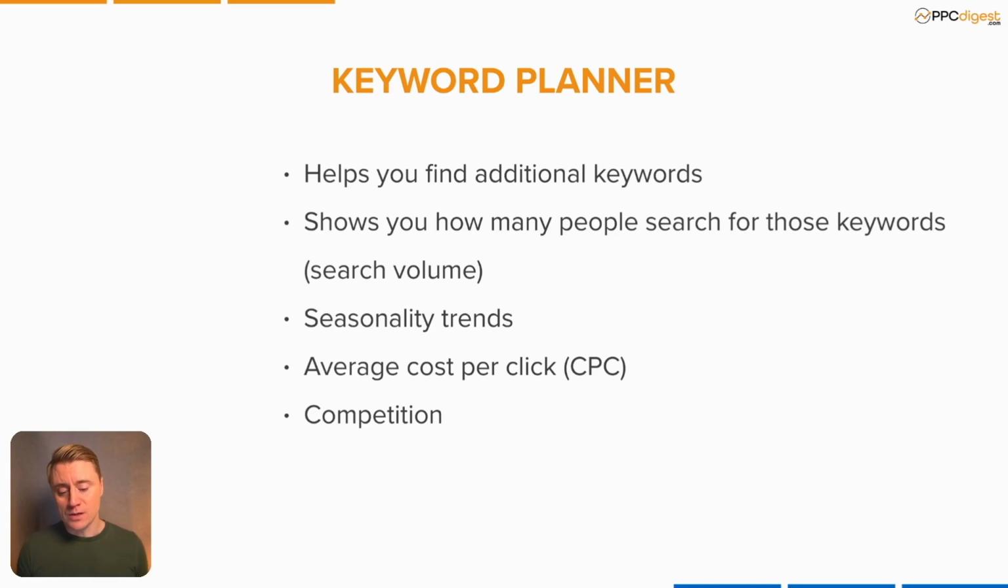It shows you average cost per click and competition. Now, you have to take the whole thing that it shows with a grain of salt. It is just to understand what you might expect. Also, if you're just starting out, you don't have any spend in the account, you will not see the exact volume. You will see ranges from like 1 to 10 or 10 to 100 and so on and so forth.